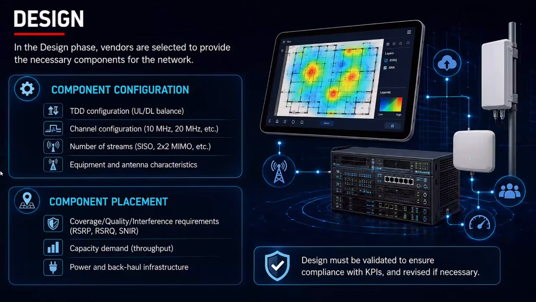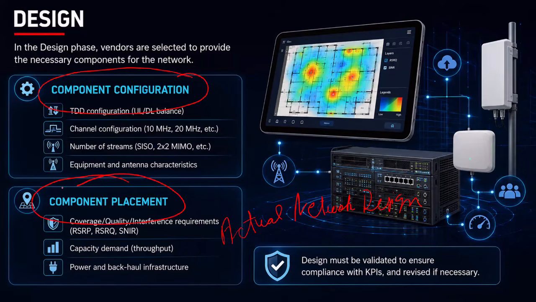So during planning, we identified the customer requirements. We completed the site surveys. We have estimated the coverage and the capacity. We have reviewed the spectrum requirements, and also we have shortlisted the equipment and vendors. Now, in the design phase, we take all of that information and convert it into the actual network design. There are two major areas we need to focus on. First is component configuration. Second one is component placement.